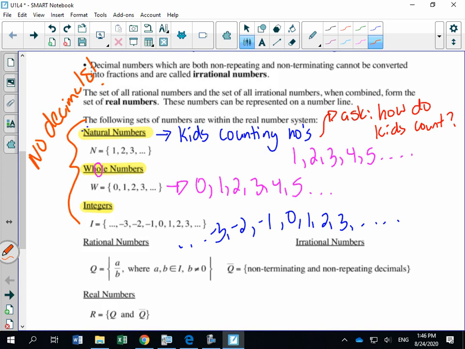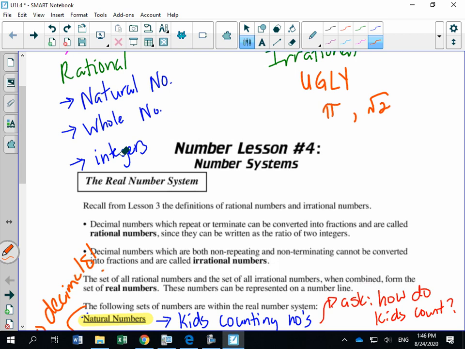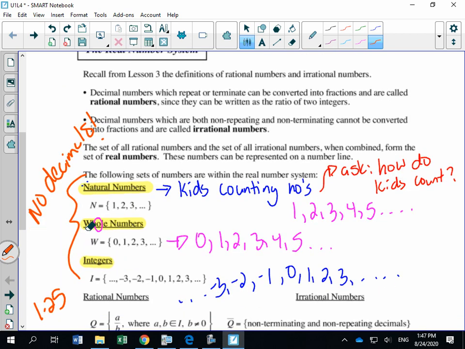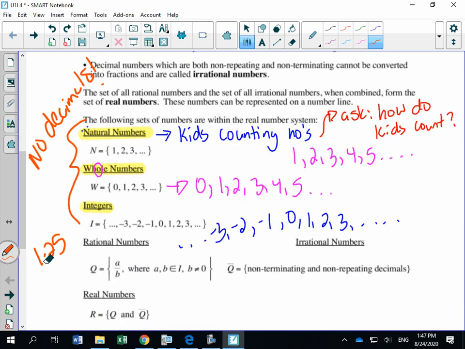Okay, no decimals. So for example, if I gave you the number 1.25 and I said, is that rational or irrational? You should say it's rational, right? This is a nice, pretty terminating number. It is rational. But then if I said, okay, break 1.25 down, is this natural, whole, or integer? It is neither of those. This guy would be rational, and it can't be any of these because these have no decimals.